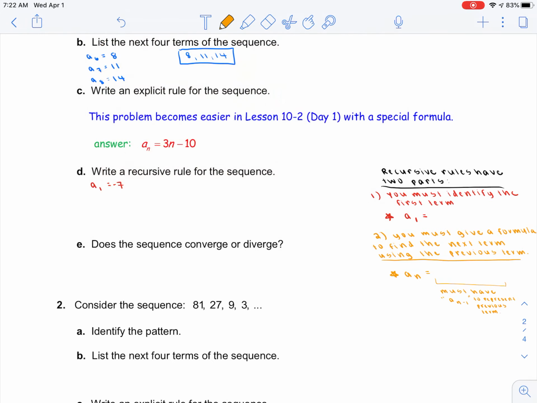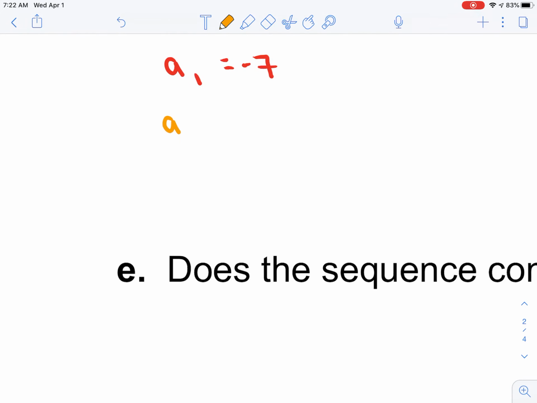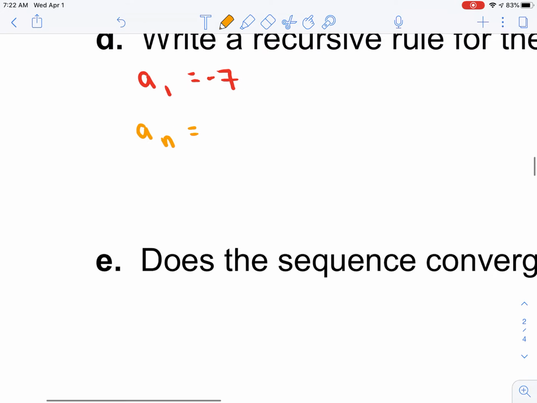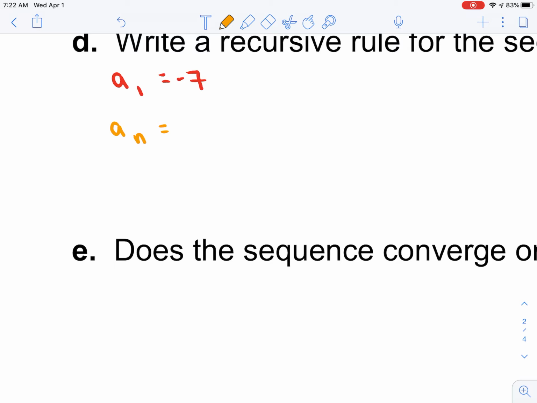Now, what do I mean by that? To write a rule, you're going to say a sub n equals. Now, somewhere in this rule, you have to have a sub n minus 1. This represents the previous term. So if I want to find the second term, this will represent the first term. If I want to find the third term, this will represent the second term.